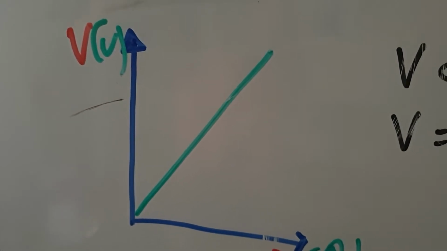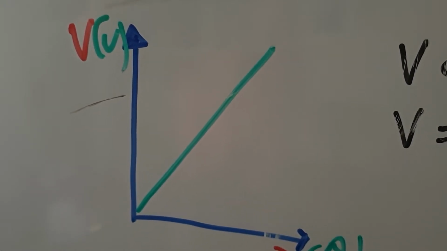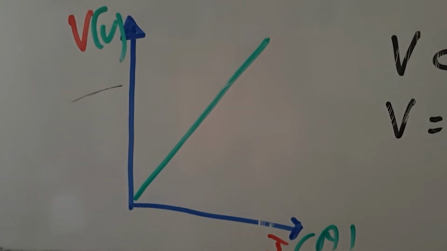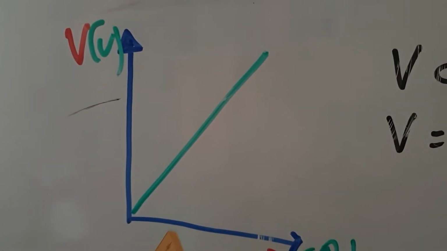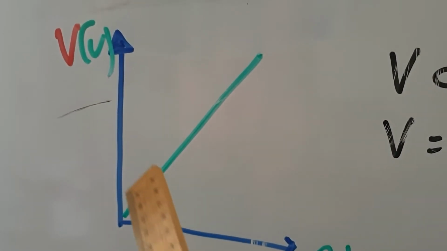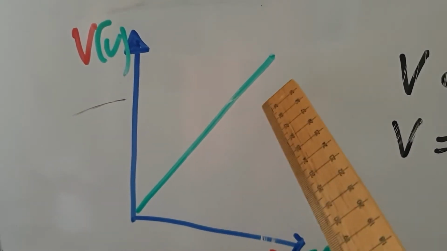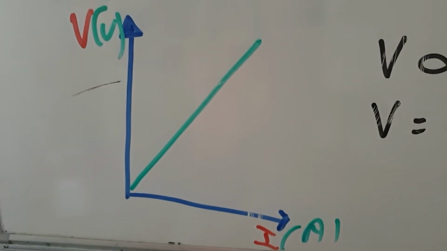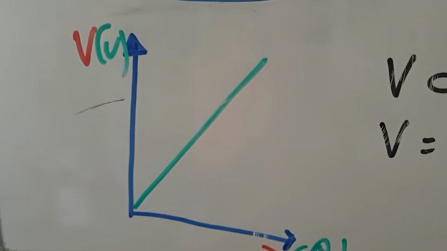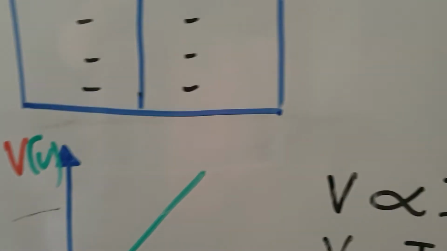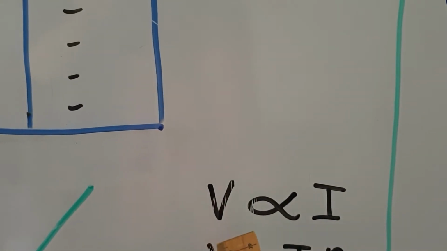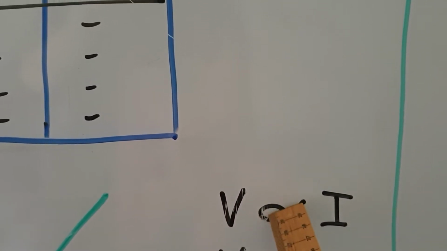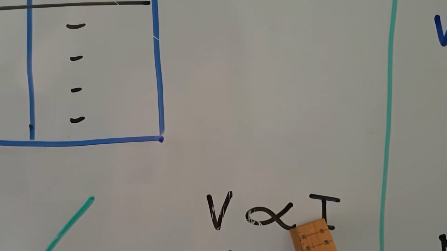What does this tell us? When you have a voltage against current graph and it's a straight line, it tells us that when the current increases, the voltage increases as well. So when both of these increase and it's a straight line going through the origin, we say that voltage is directly proportional to current. And the mathematical way of writing it is V is proportional to I. So this sign is a proportionality sign. It means it's directly proportional to.